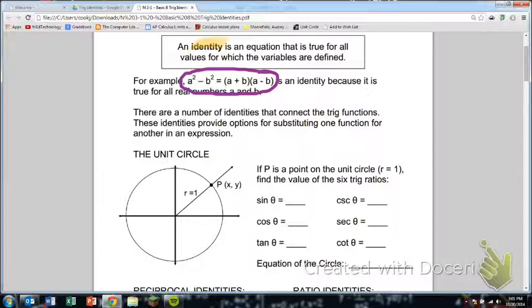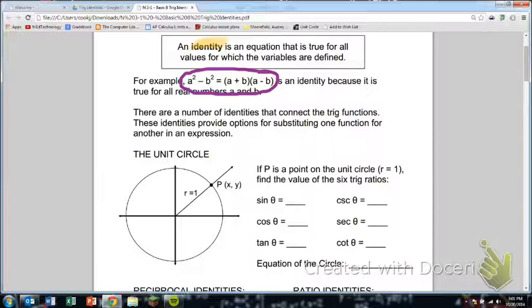There's a bunch of identities that connect to the trig functions, and these identities allow you to substitute one function for another one in an expression, which can be useful when you're doing lots of things. And one of the things we're going to use it for is when we're solving more complicated trig equations than what we've been doing. So where some of these come from is from actually something you're already familiar with, the unit circle.